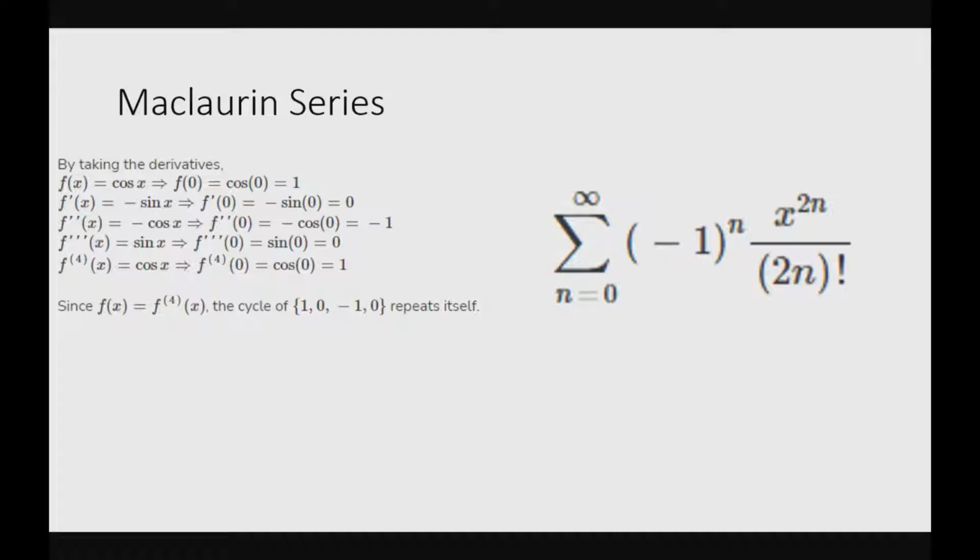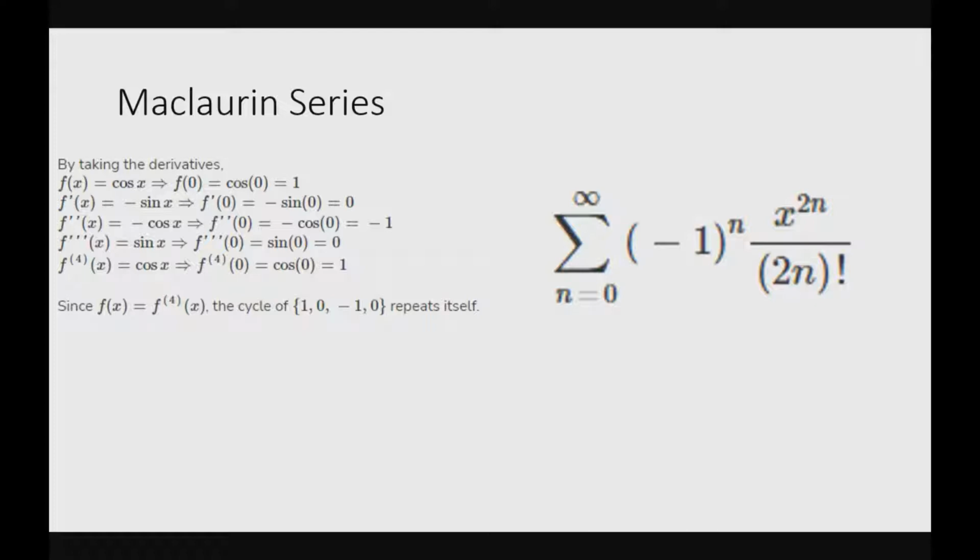The first derivative of cosine x is negative sine x, which is 0. The second derivative will be negative cosine x, which is negative 1. The third will be 0. Then the fourth will be 1. So we see it cycle back to 1. Therefore, we take that into account and create a formula out of it. So this will be the formula of cosine of x.